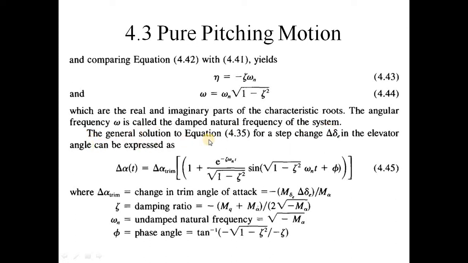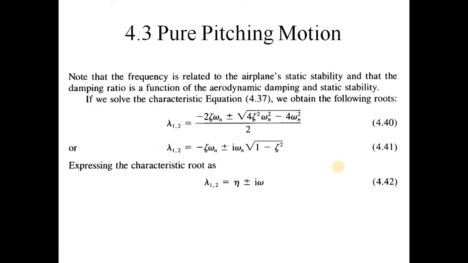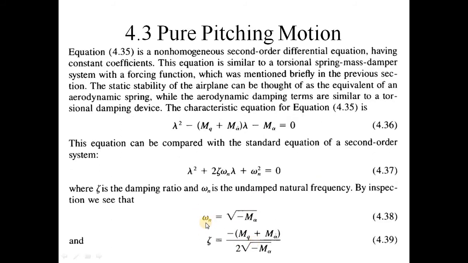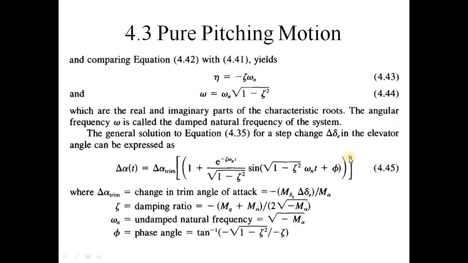So the general solution equation for this is this one. It's easier for us to write this way. If you want to write in terms of the derivative, it will be confusing. So might as well you identify the value of the undamped natural frequency and damping ratio. Then the solution will be this. The delta alpha over time, the angle of attack response, is the trim angle of attack or the initial angle of attack times all this.